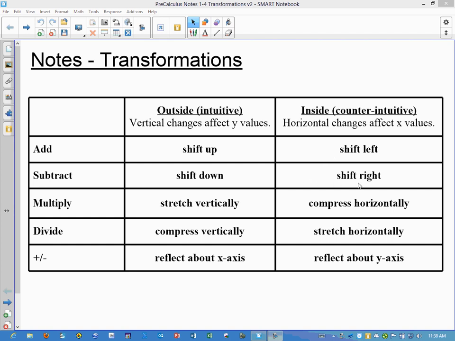Subtracting inside the parent function will shift it to the right, and then you would normally expect, like you did in the last case, that multiplying makes the graph bigger. But instead, if you multiply inside the parent function, you're going to compress your graph horizontally. And likewise, dividing is going to stretch your graph horizontally. So a lot of these will become more familiar with examples. We first need to know what our parent functions are. We have to have a good handle on the properties and the shapes of these parent functions.